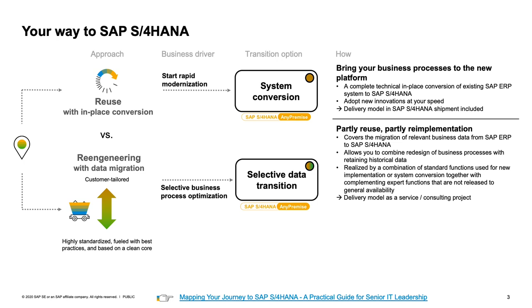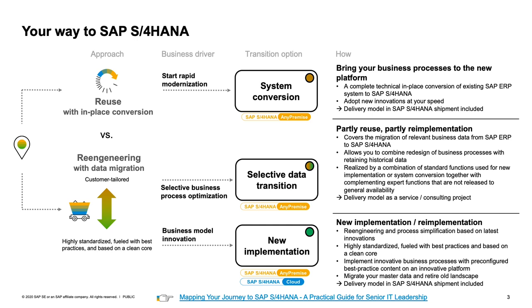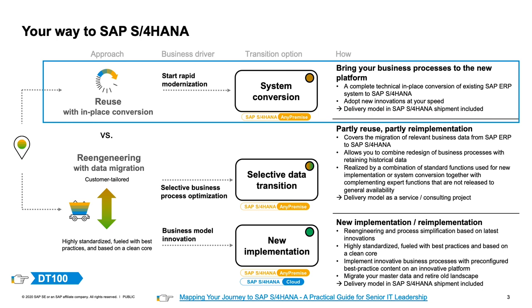The other transition approaches, like the selective data transition, support other scenarios as well, like merging several source ERP systems into one SAP S/4HANA target system. The third scenario is the new implementation, sometimes referred to as the greenfield approach. These are the three approaches, and they are largely discussed in our introduction session DT100. So again, we will focus on the system conversion that is targeting SAP S/4HANA, the on-premise edition only. And it is always a one-to-one relationship.